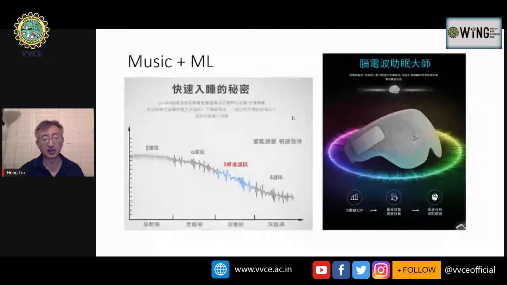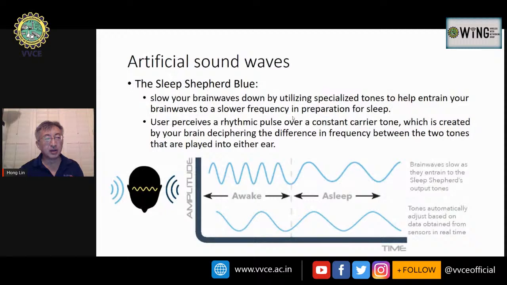So from gamma and alpha, all the way to the delta wave, you need to go through the theta wave phase. So this technology will adjust the music to help you go through this theta, like repair phase, so that you can get into the delta wave phase. All right, so this is another technology which is invented by a company in the US.